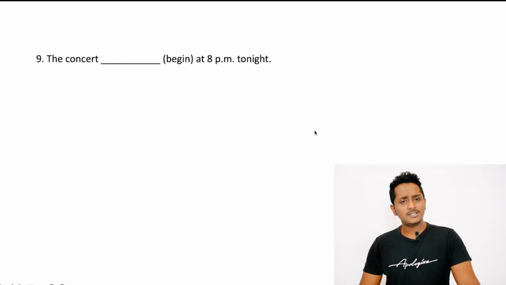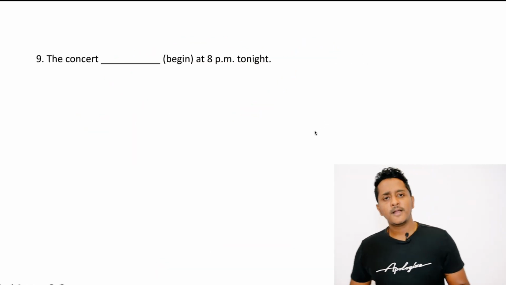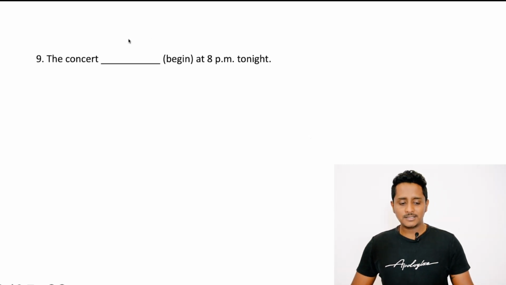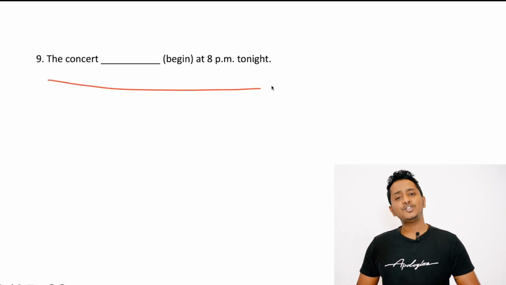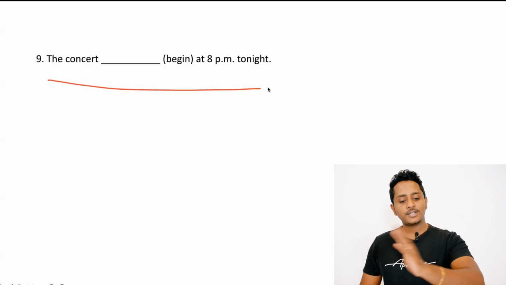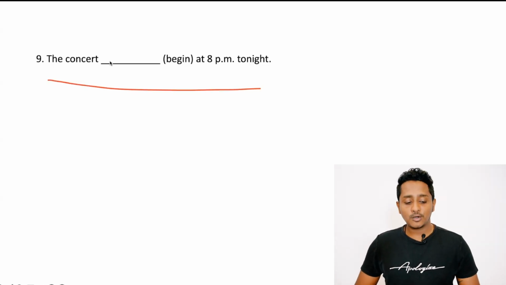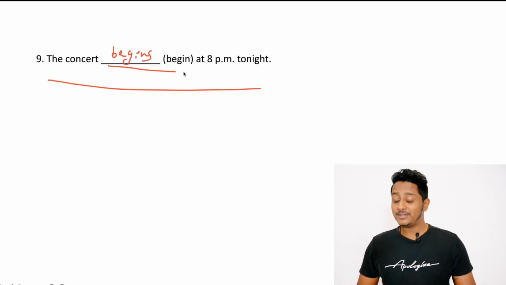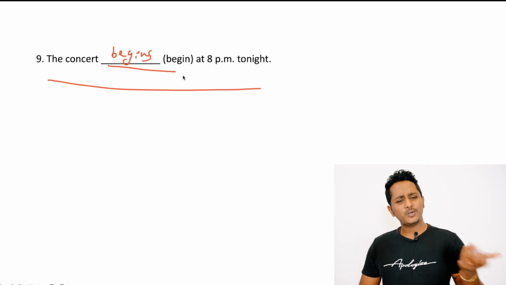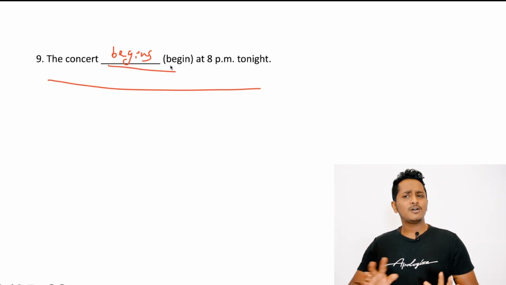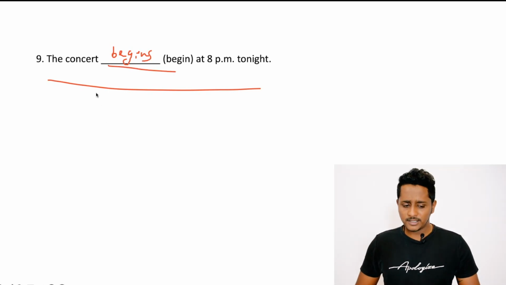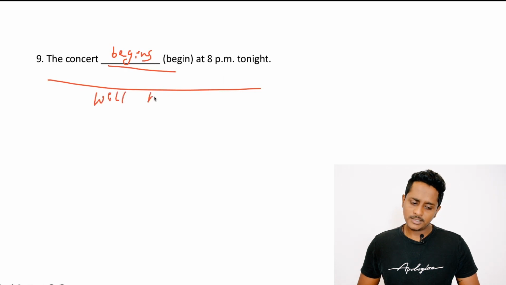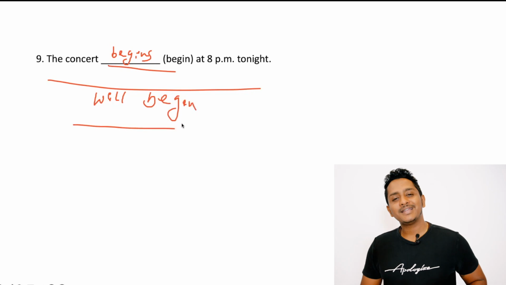And the ninth one, the concert dash at 8 p.m. tonight. So this has two answers, by the way. If you consider this as a routine, that it's scheduled every day at 8 p.m., then you can say the concert begins. If it's not a schedule, you don't have prior information, but you know that the concert is going to start at 8 p.m. tonight, then you can say will begin. Both are correct answers depending on the context. The concert will begin at 8 p.m. tonight.